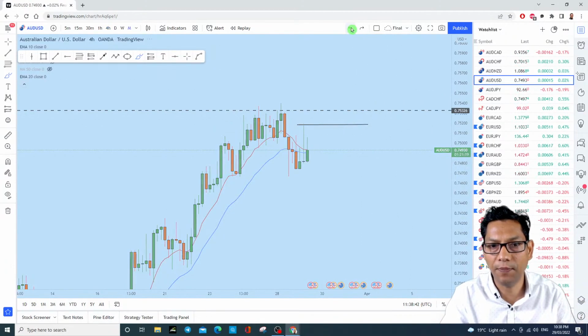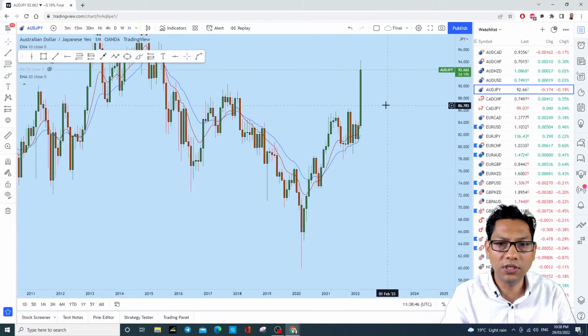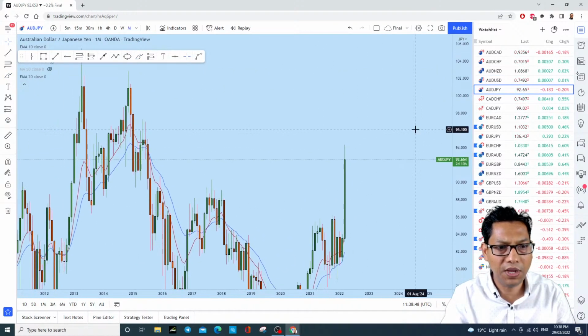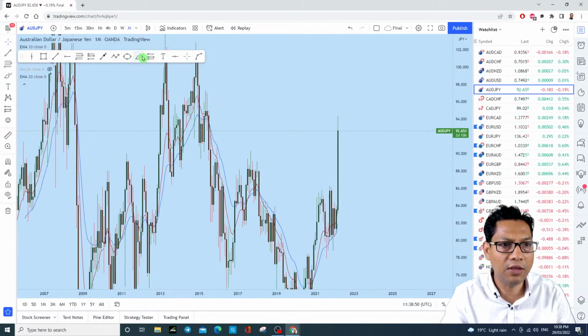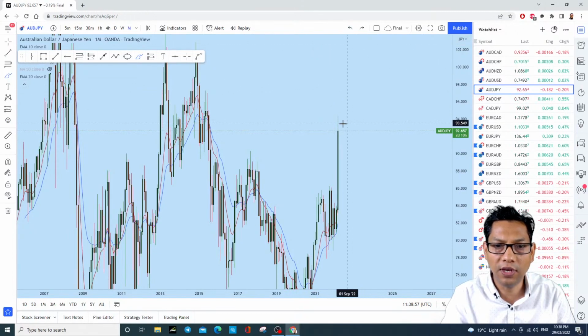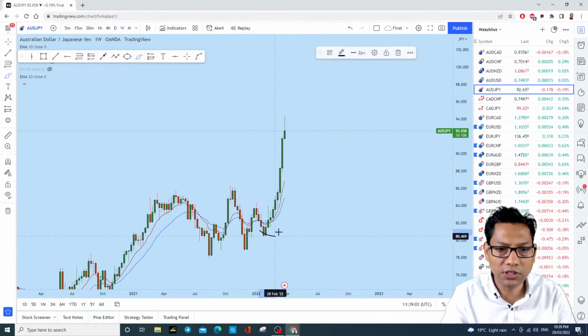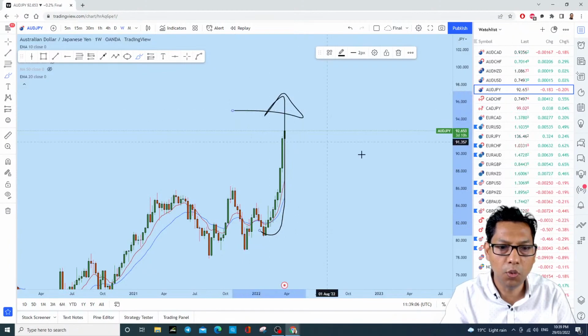Let's see what happened. So AUD JPY, as you see, AUD USD and AUD JPY behave a bit differently, but this AUD JPY now at the top is like a lonely soldier. So at any point it might face an attack. Okay, let's see on the weekly. Weekly as well, we see it's an impulsive move towards the upside.